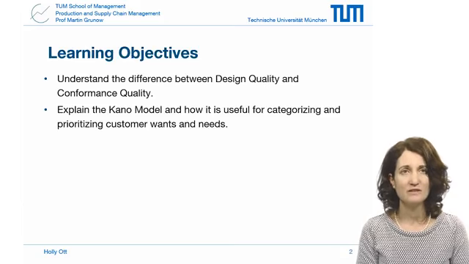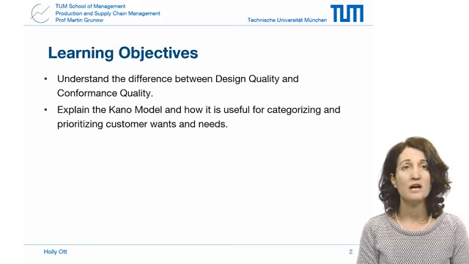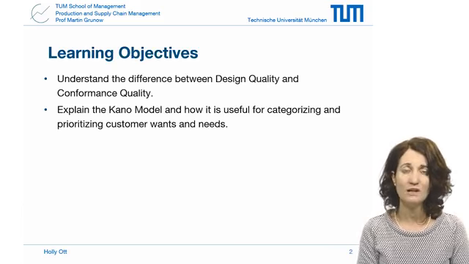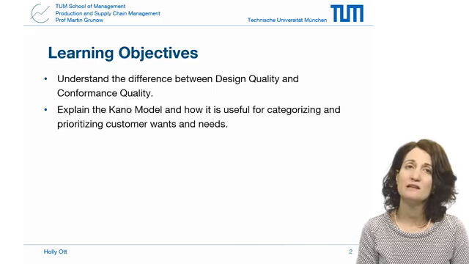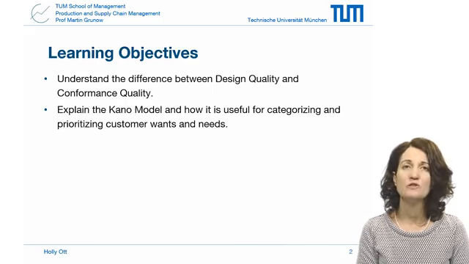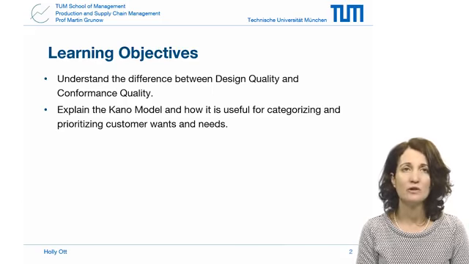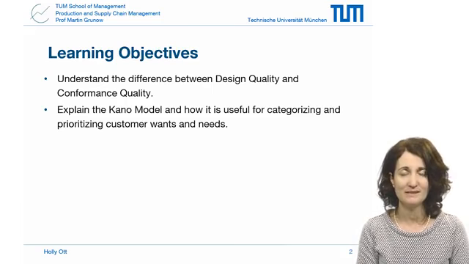The learning objectives for this session are to understand the difference between design quality and conformance quality, and to be able to explain the Kano model and how it is useful for categorizing and prioritizing customers' wants and needs.